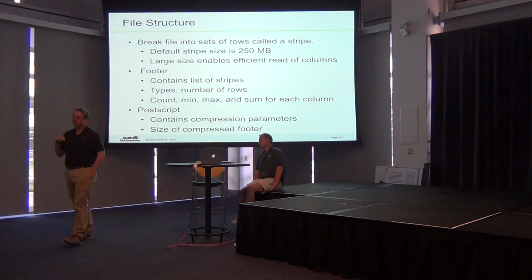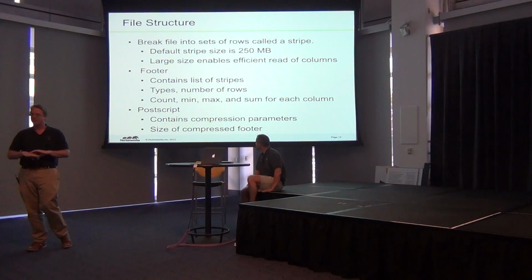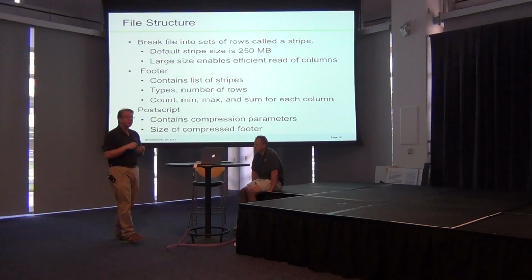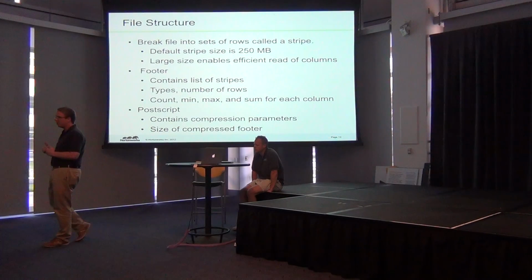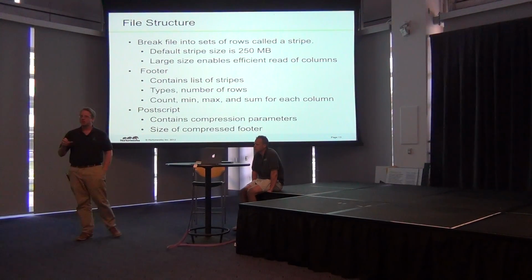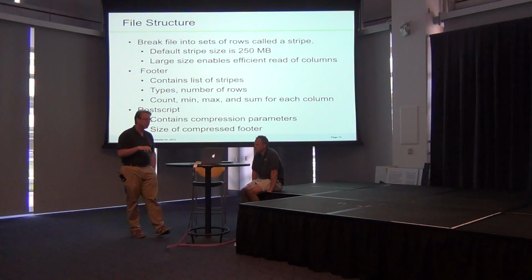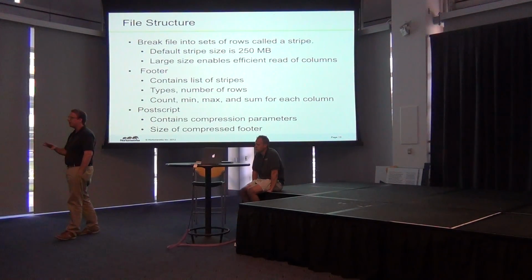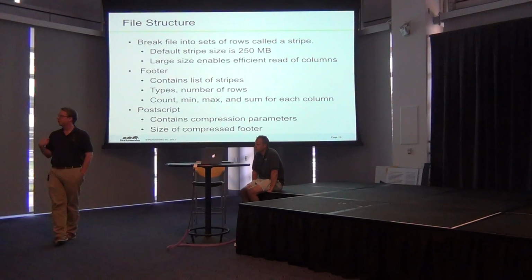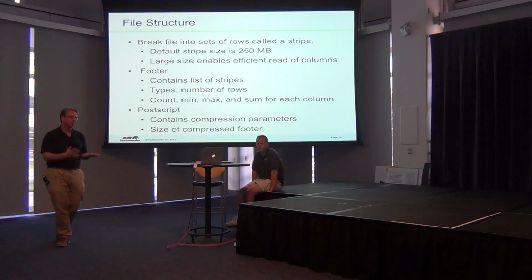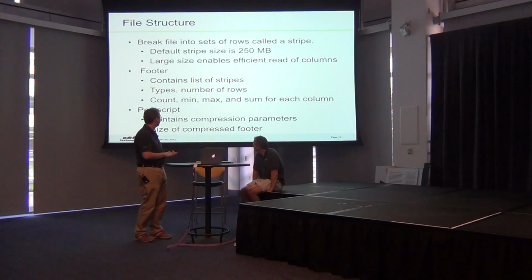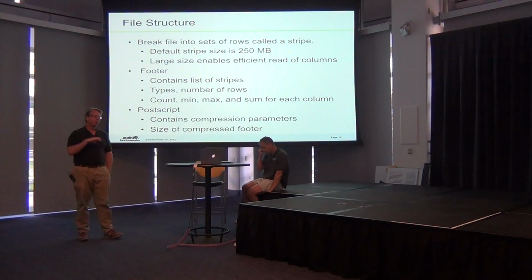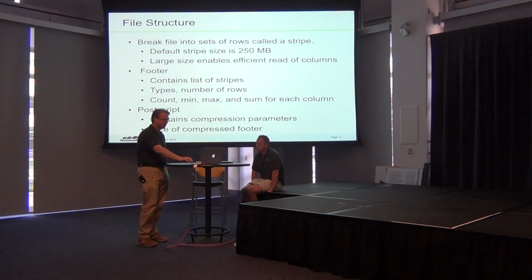We also have a footer that describes the types that are in the file, so that you can read the file without knowing what types were there when you wrote it. We also keep some metadata. Now, metadata is pretty small, but we keep the min and max of each field, how many values we had for each column, and the sum of those. And that will enable us going forward to be able to do much faster versions of counting how many rows there are in a file. And finally, that footer itself can be compressed, so we need to record how it's compressed at the very tail of the postscript.